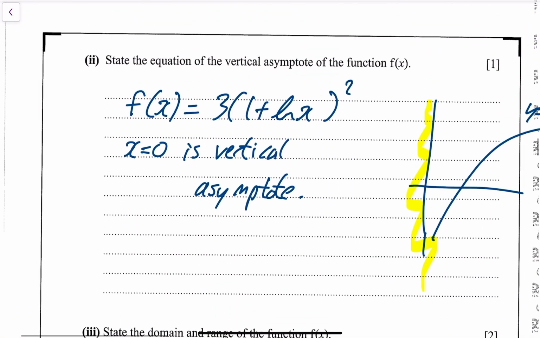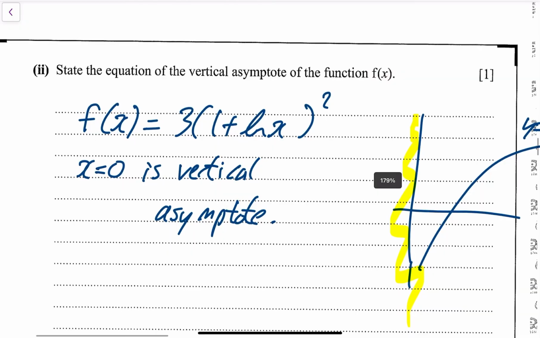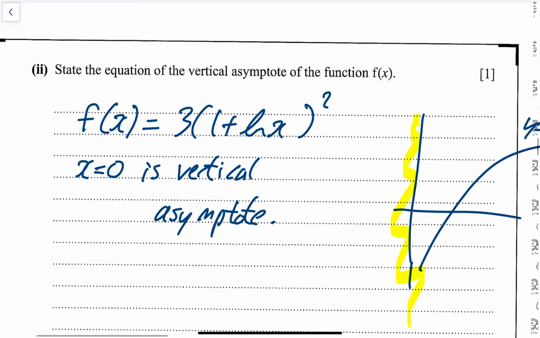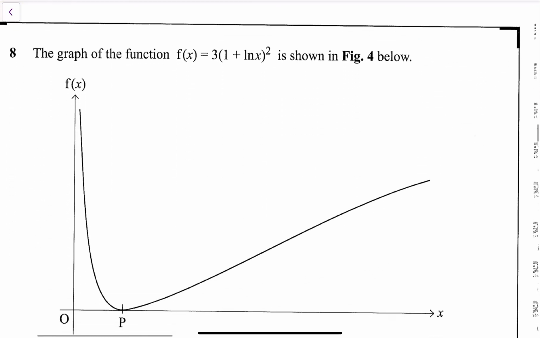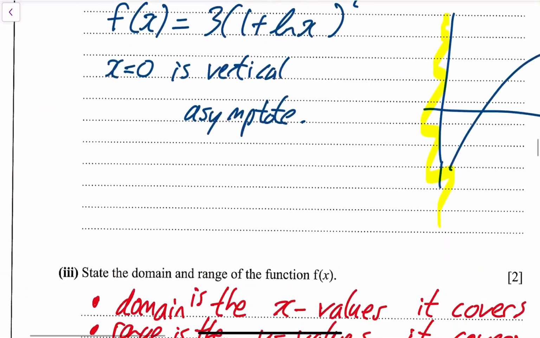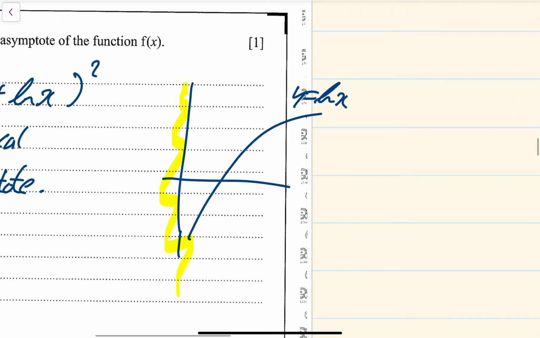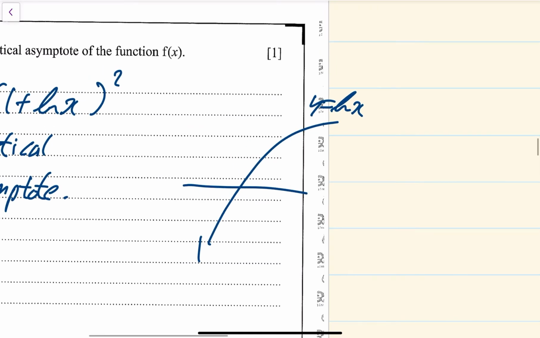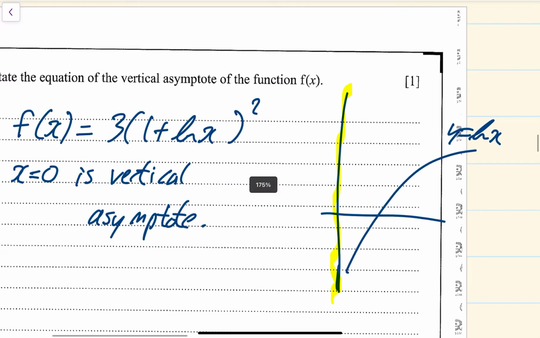Okay, the next bit says state the equation of the vertical asymptote of the function. Now, that was my function up here. If you do ln of 0 on your calculator, it comes out as math error, it doesn't work. So the vertical asymptote happens when x is equal to 0. And if you look here, that was the original ln graph. You can see it has an asymptote when x equals 0 because it doesn't exist.